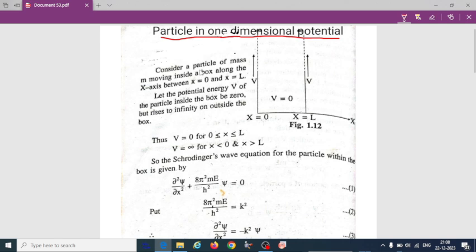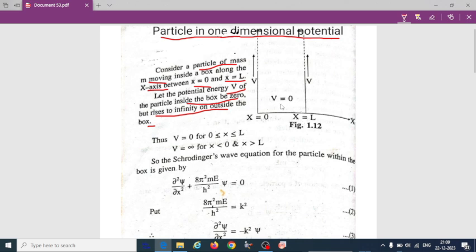So consider a particle of mass m moving inside a box along the x-axis between x equal to 0 and x equal to L. So let the potential V of the particle inside the box be 0 but rises to infinity outside the box. Okay. We have the limit here x equal to 0 and x equal to L.